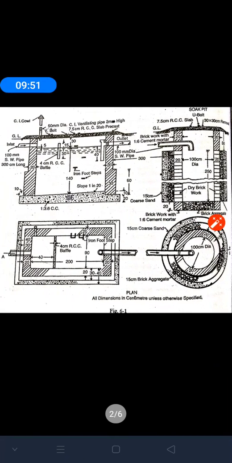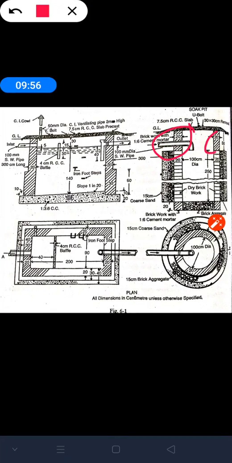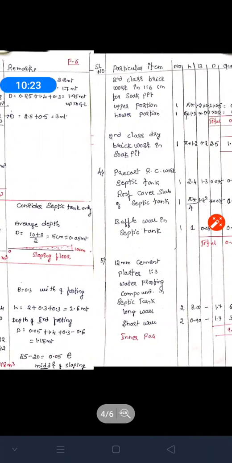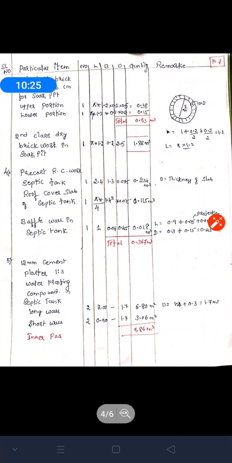Here you can see the upper portion. Circumference length is from center to center. Multiplied by pi, and the breadth is 0.2 and depth is 0.5 meter. Here the depth is given as 0.5 meter. After multiplying that, we get the upper portion brickwork for the soak pit.